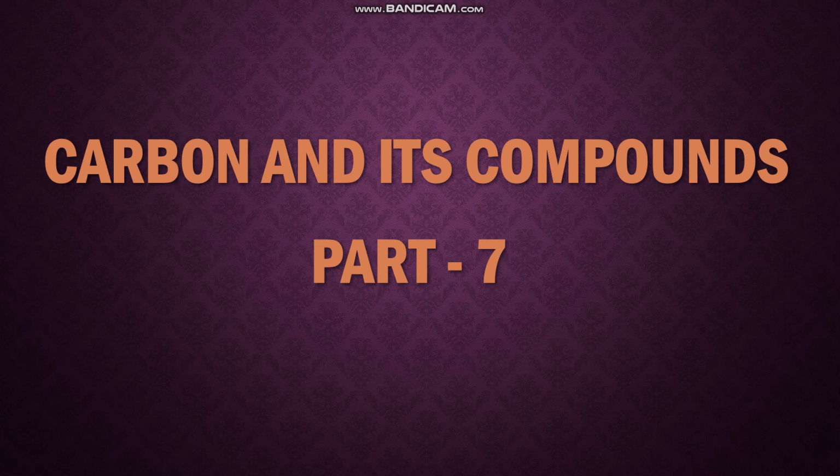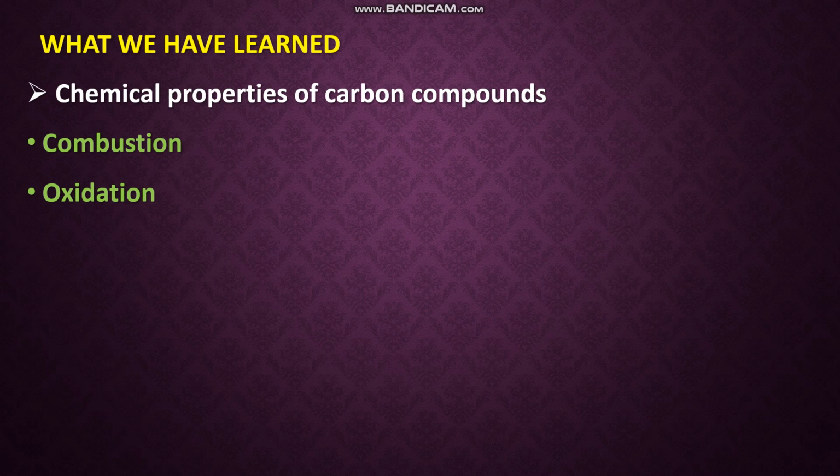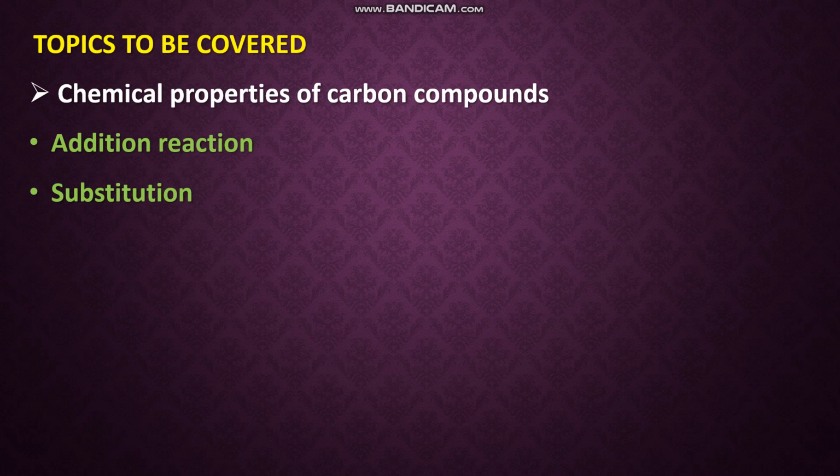Today, let us continue the lesson carbon and its compounds. In the previous class, we have learned the chemical properties of carbon compounds. In this lesson, we are going to learn 4 chemical properties. Among these, 2 chemical properties we have learned in the previous class, combustion and oxidation. Today we are going to learn other 2 chemical properties, addition reaction and substitution reaction.